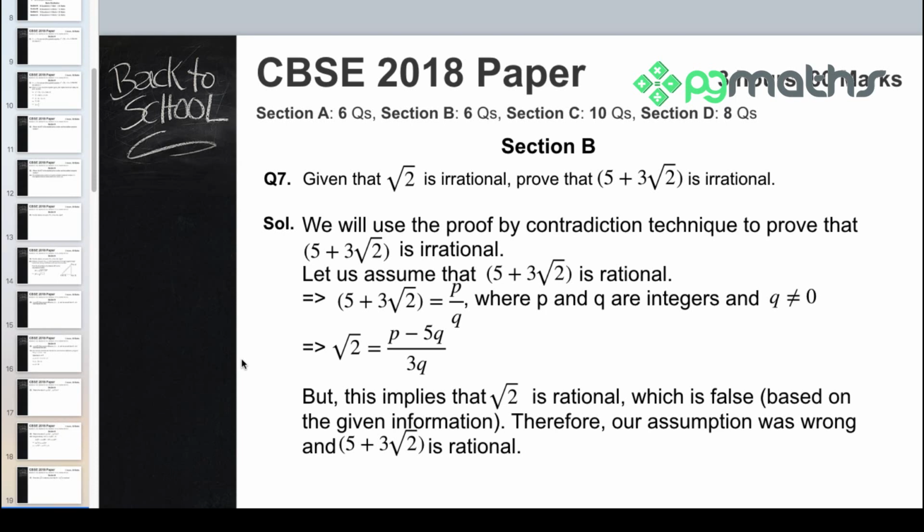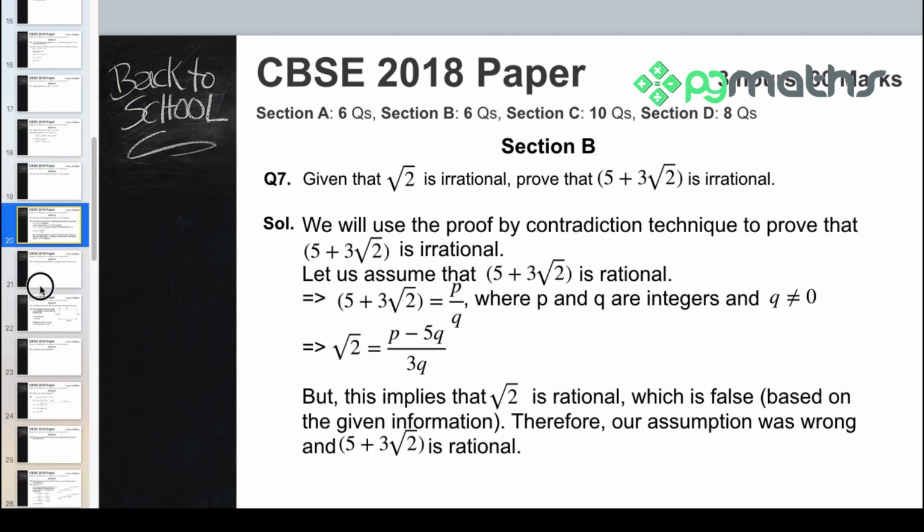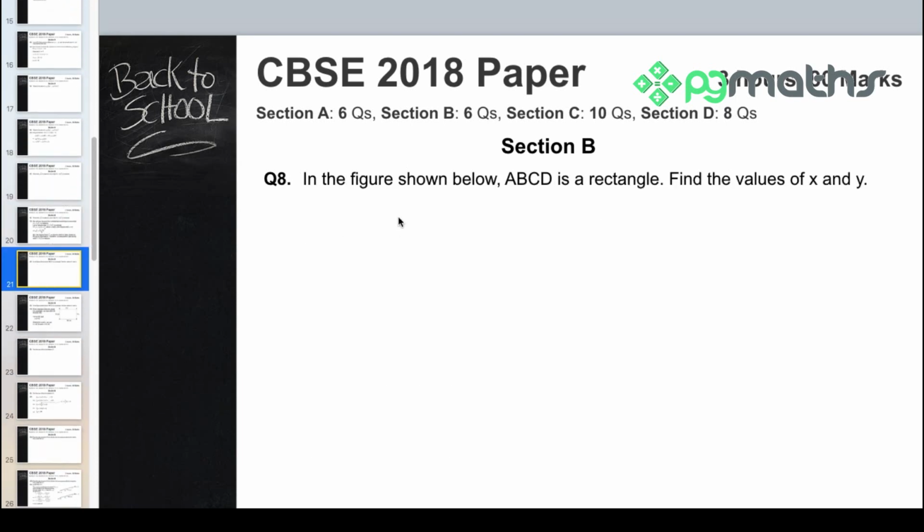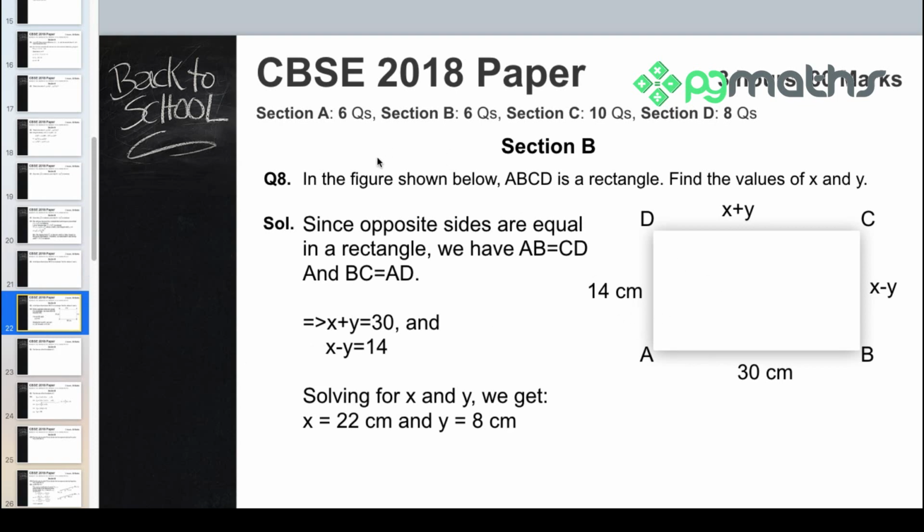Moving on, let's go to the next question. Okay, so in the figure shown below, ABCD is a rectangle. Find the values of x and y. My bad, I have removed this by mistake. Let's see here what it is. Okay, in the figure shown below, please don't see the solution yet. Now for now, in the figure shown below, ABCD is a rectangle. Find the values of x and y.